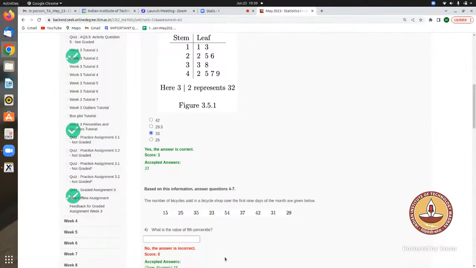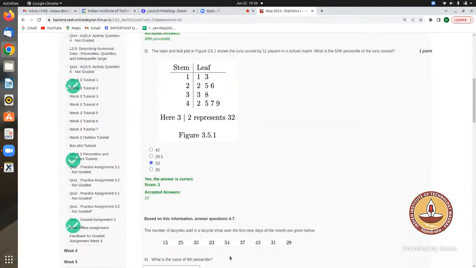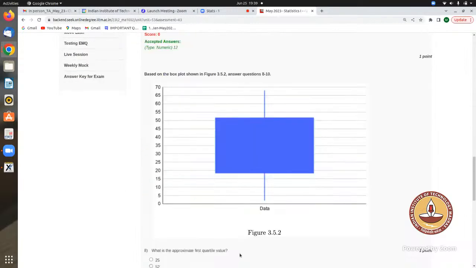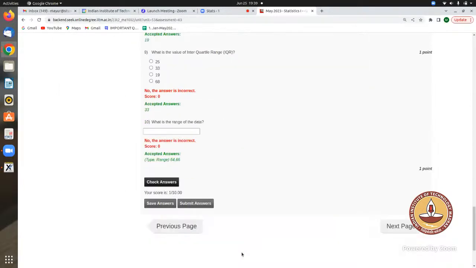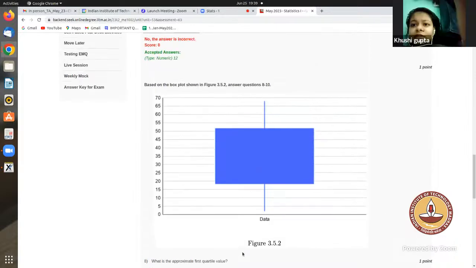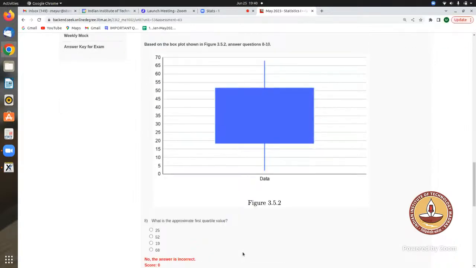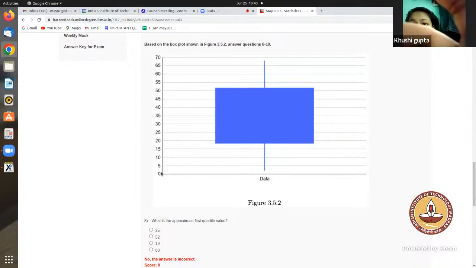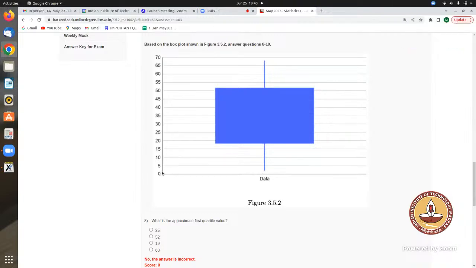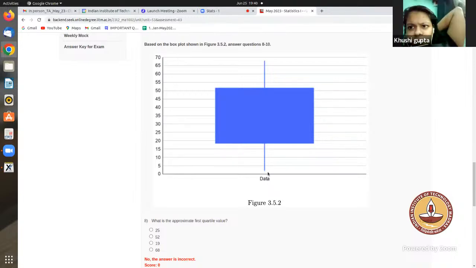And one more thing, sir, that box plot question. The last one, the 9th one, I have a doubt, sir. First of all, let's try to understand this box plot. What is the minimum value here? Sir, the minimum value is approximately 19. This is the minimum value of the data set, right?